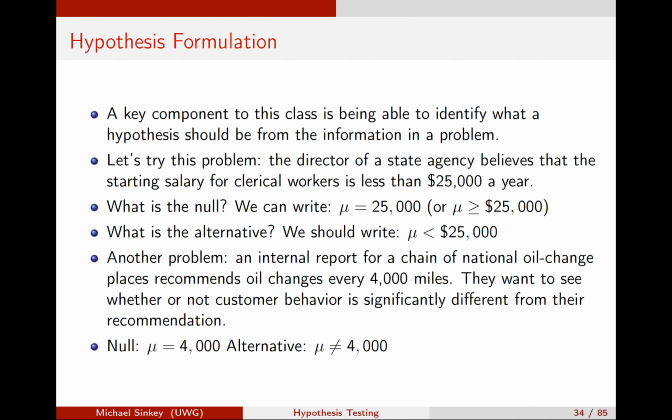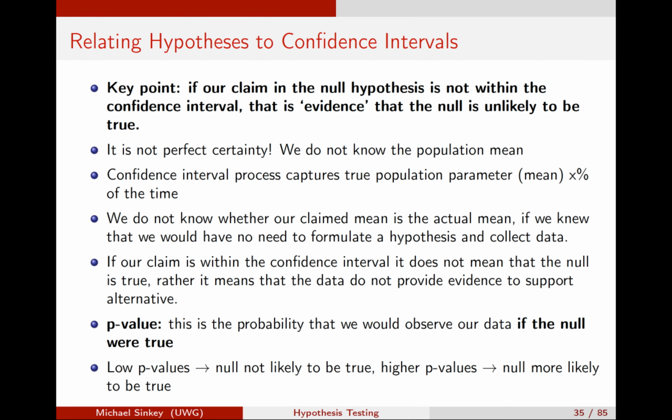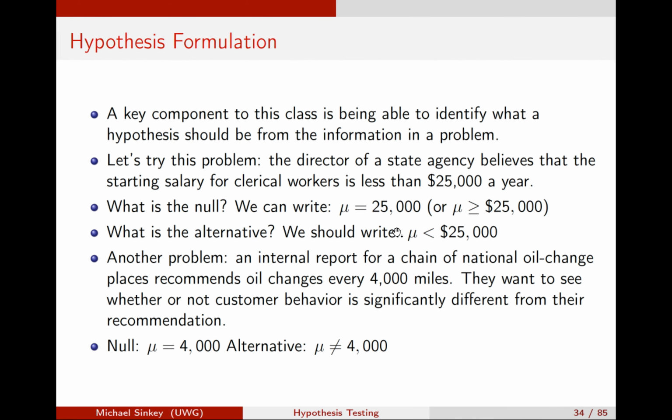Now here's another problem. Let's say we have an internal report for a chain of national oil change places like Jiffy Lube or Express Oil, etc. And they recommend changes every 4,000 miles, and they want to see if customers behave differently. So differently doesn't mean bigger. It could be like my parents, who get their oil changed every 3,000 miles, or it could be like me, and I do every 5,000. Alternative: mean not equal to 4,000. Null: mean equal to 4,000. Okay, so on this hypothesis formulation slide, I really want us to take a solid look and see, did we find the context clues when we were going over this?